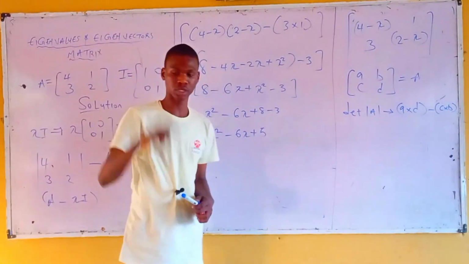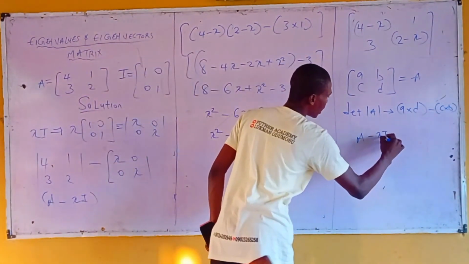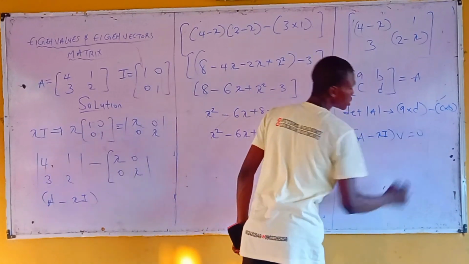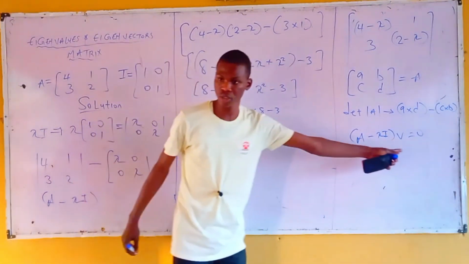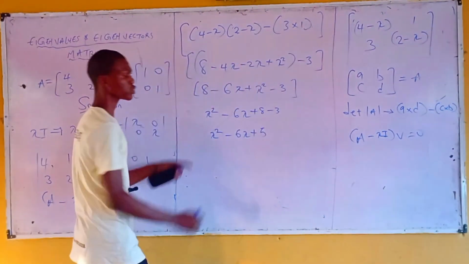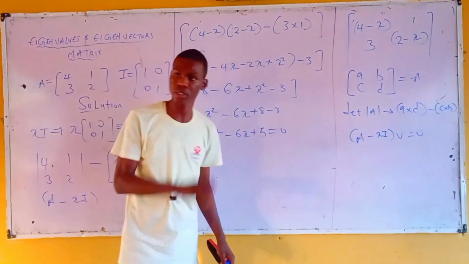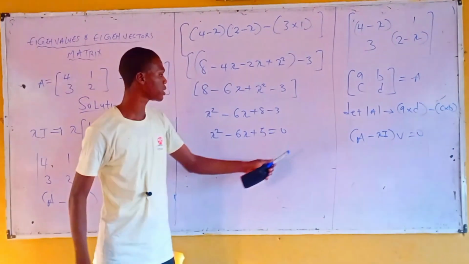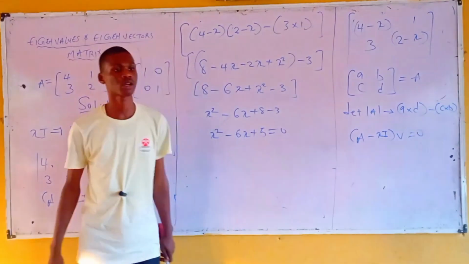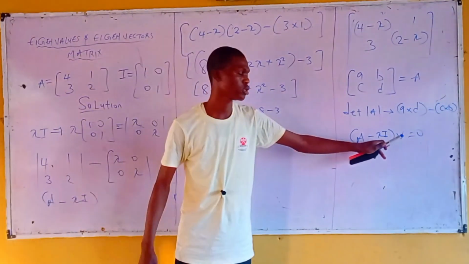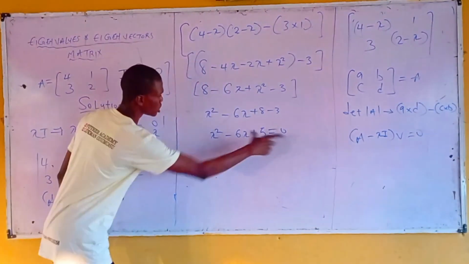Now go back to equation 3. Equation 3 says that A minus lambda I V equals 0. It is from equation 3 that we got this expression, so you can equate it to 0. Why? If we check equation 3, it was equated to 0. You get? Now, equating this to 0, what does it mean?